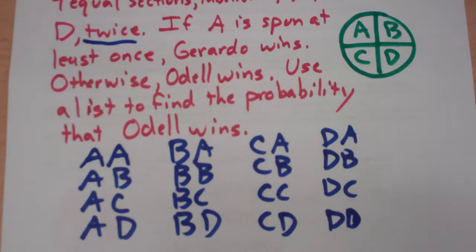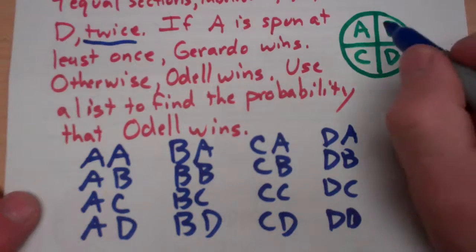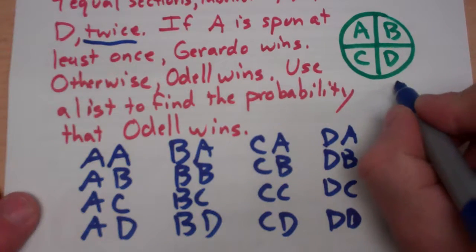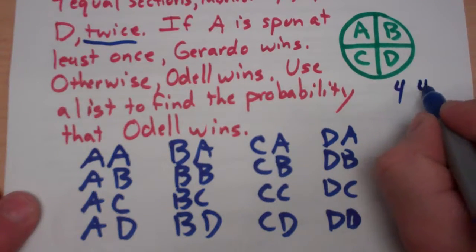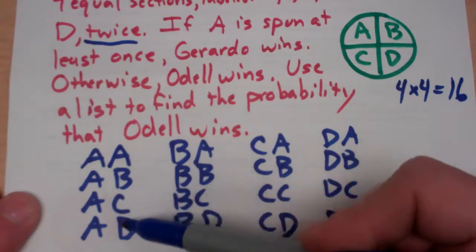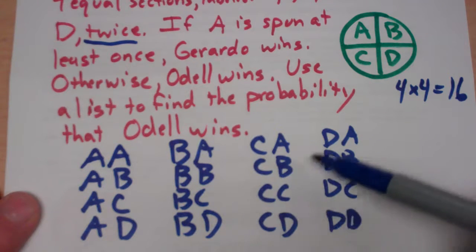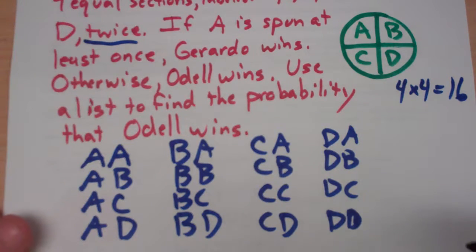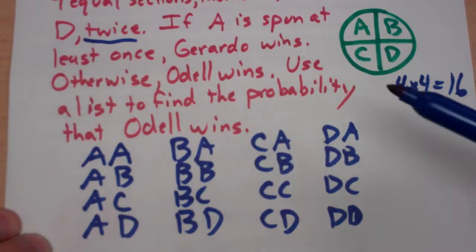By the way, once again, I'll go back to that counting principle idea. Number of choices on the first one was 4. Number of choices on the second one is 4. So if you multiply those together, we should get 16 different outcomes. 1, 2, 3, 4, 5, 6, 7, 8, 9, 10, 11, 12, 13, 14, 15, 16 different outcomes. So now let's go back to it. Which ones of these are winners for who? We want to know when Odell wins. So let me review that.